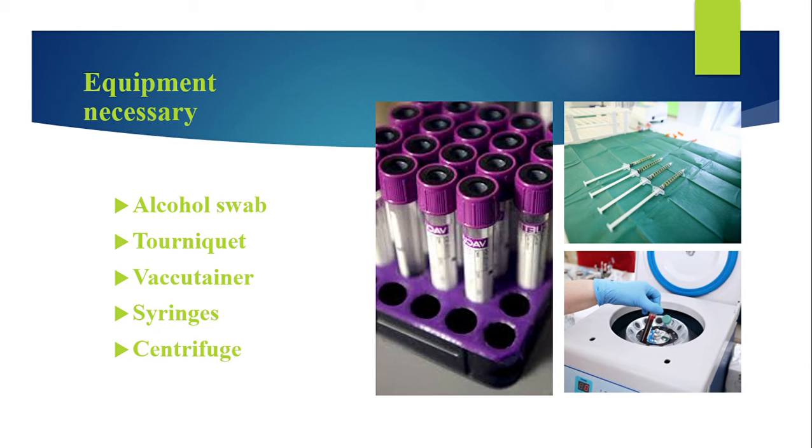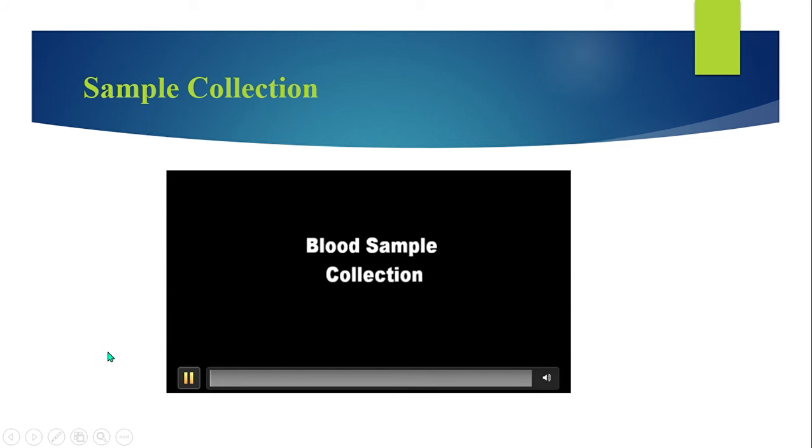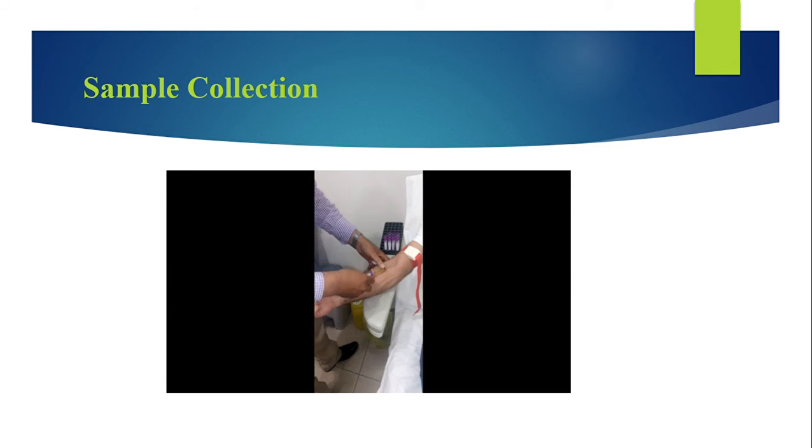So the sample collection, a 20 cc of blood sample is taken in vacutainers with anticoagulants. The anticoagulant used is normally anticoagulant citrate dextrose or EDTA, that is ethylenediaminetetraacetic acid, to prevent blood clotting. And then the blood is centrifuged.